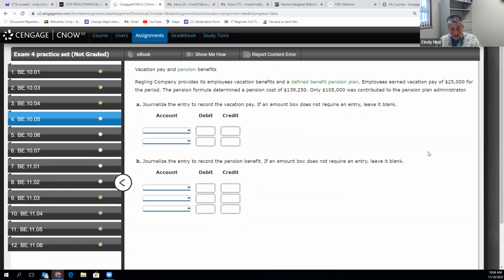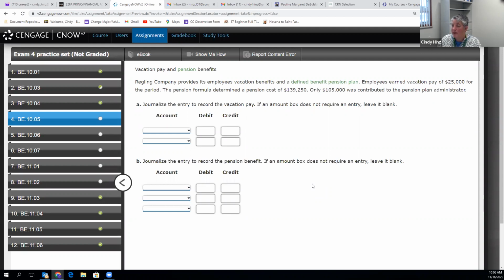So as we move on then, again, if you have any questions, of course, stop me. But as we move on to exercise 4, vacation pay and pension benefits. Regling Company provides its employees vacation benefits and a defined benefit pension plan.